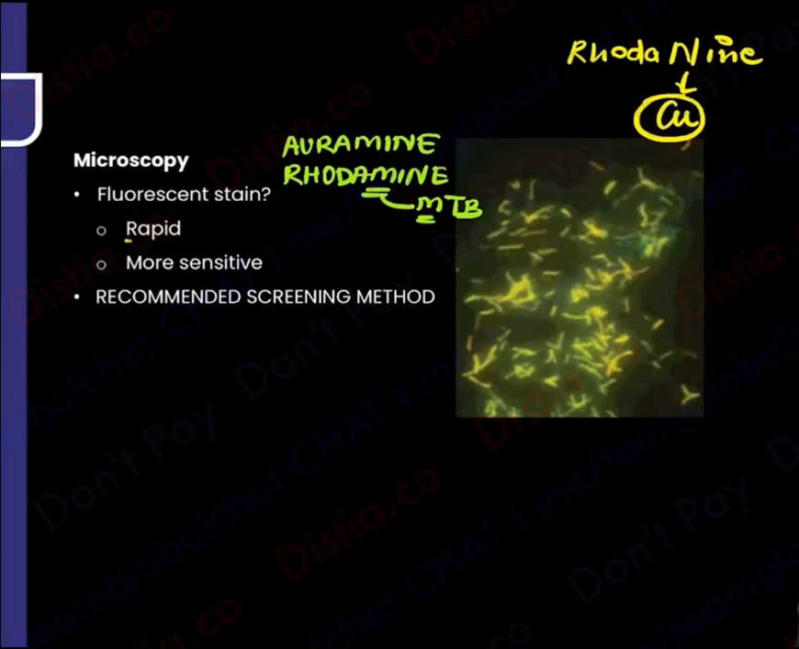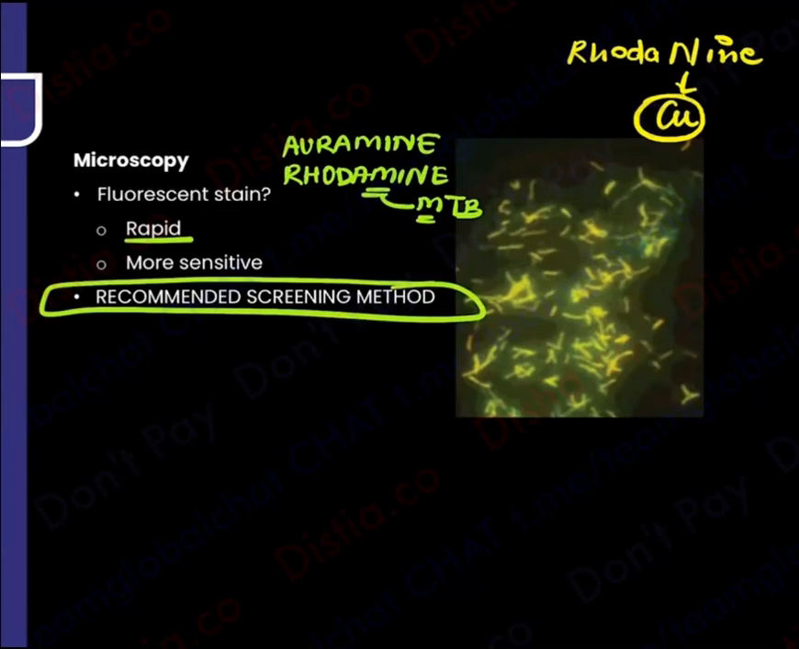The problem is, fluorescent microscopy, I can see it's shining, it's fluorescent, but it's very expensive. Still, we say that as per our programs, this is the recommended screening method. Why? Because it's sensitive and rapid. Sensitive and rapid, otherwise it's very expensive. So the recommended screening method asked to you for your MCQs is going to be fluorescent. Auramine, rhodamine for Mycobacterium TB.